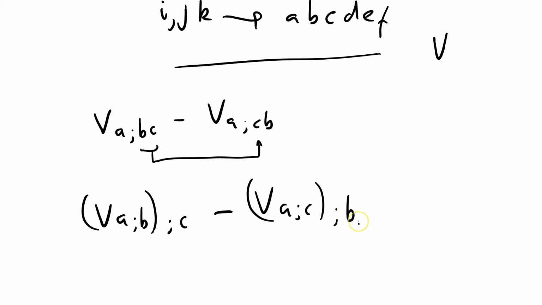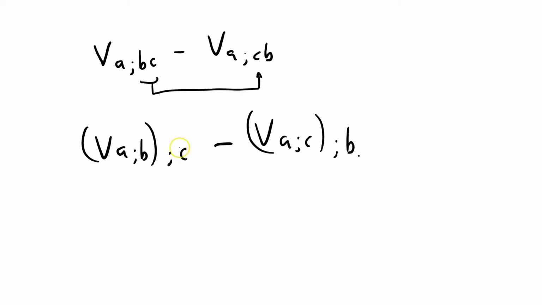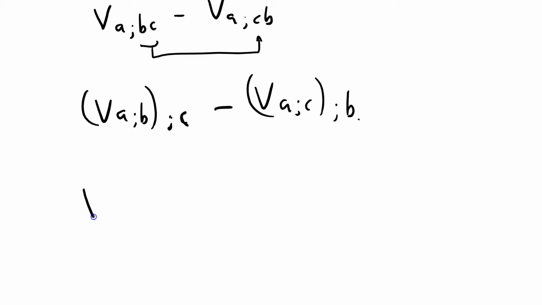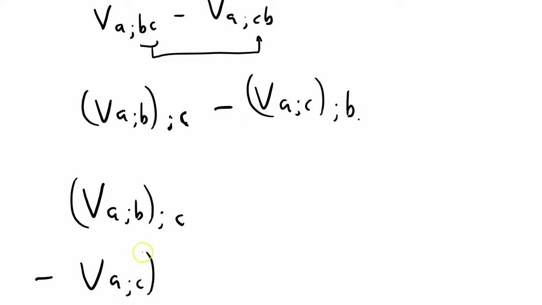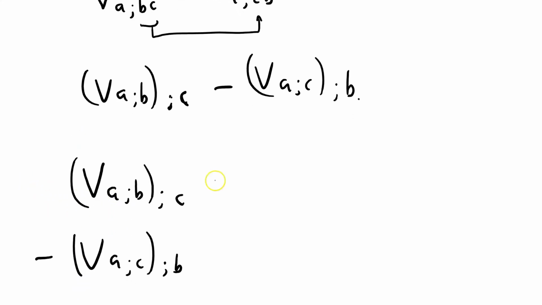Now it's easy to do this the wrong way around, but what I'm going to do is take this derivative here first with respect to this tensor here. So I'm going to evaluate V^A semicolon B semicolon C, and I'm going to subtract V^A semicolon C semicolon B. And this whole thing, the difference between these two things, is the Riemann curvature tensor.